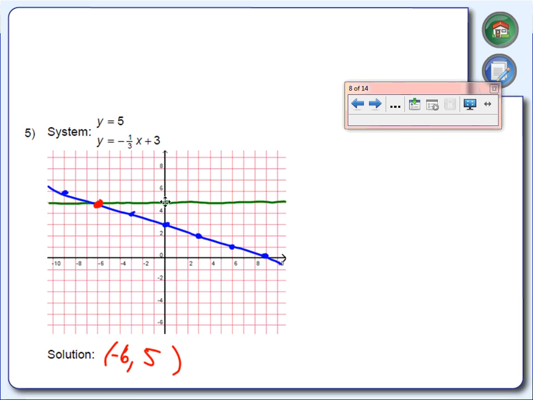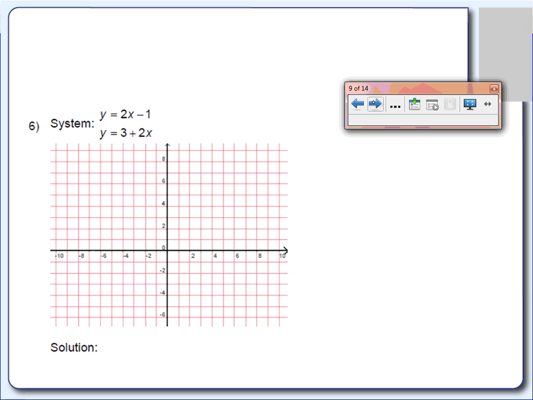You guys remember doing this back in Algebra 1? Is it coming back to you? A little bit? All right, let's do one more here. We got y equals 2x minus 1 and y equals 3 plus 2x. All right, Virginia, you're up again. 2x minus 1.